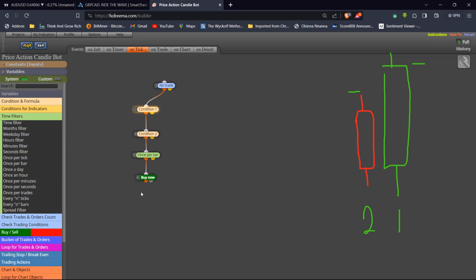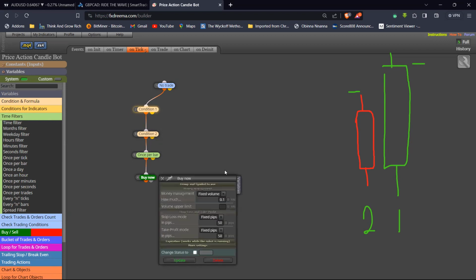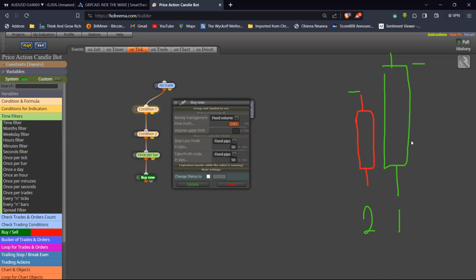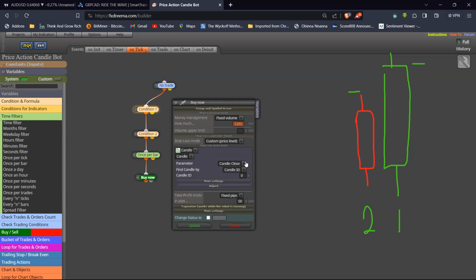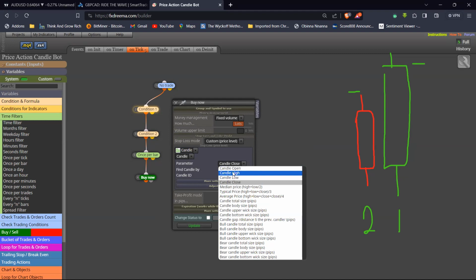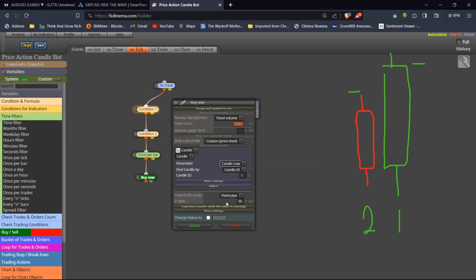Now remember, we said the way we want to buy this one, we're going to use our lot size of this. However, for the stop loss, we want to make the stop loss, in this case, the low of candle ID 1. So instead of using a fixed stop loss, we're going to select custom price level, and then instead of using value, we're going to select candle and go to candle ID 1's low. See, it begins to make sense. Now in take profit, instead of using fixed pip, we're going to use percentage from stop loss.